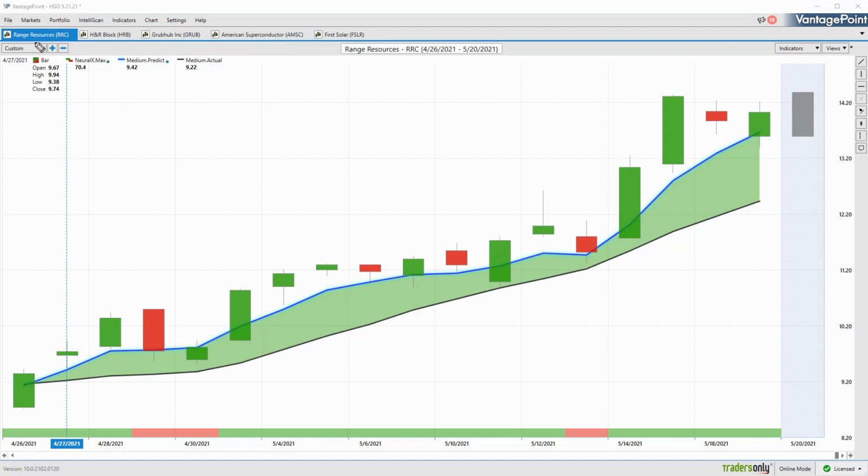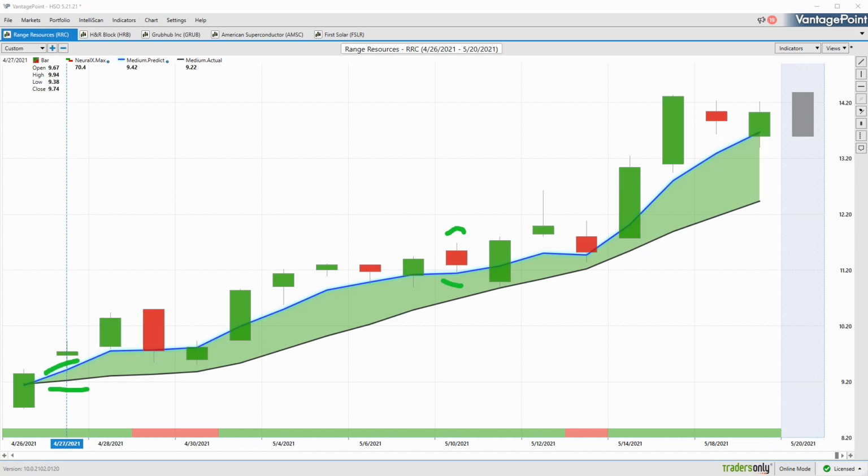So starting out with shares of Range Resources, really good example of how all of these forecasts work, really regardless of the market that you're trading. But what we have here is daily price action. So each one of those candles there represents a full and complete trading day. And right up against that price data, you're going to see that there is a black line and also a blue line there.